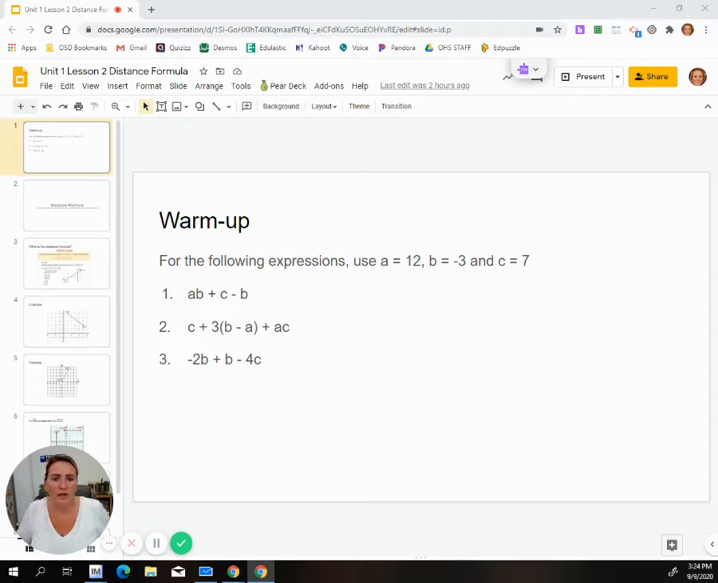Today we're going to be covering distance formula. We are going to start by doing a warm-up to practice expressions. So go ahead and solve these 3 questions and then put your answers into the question boxes.